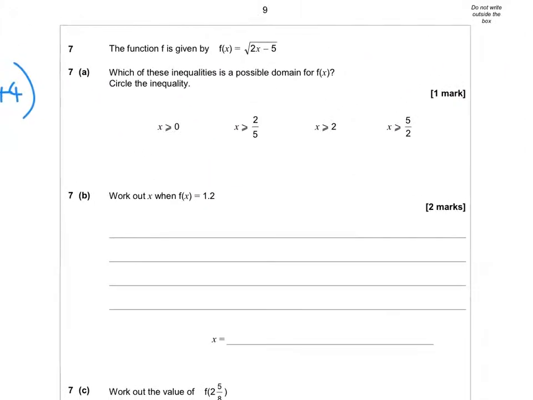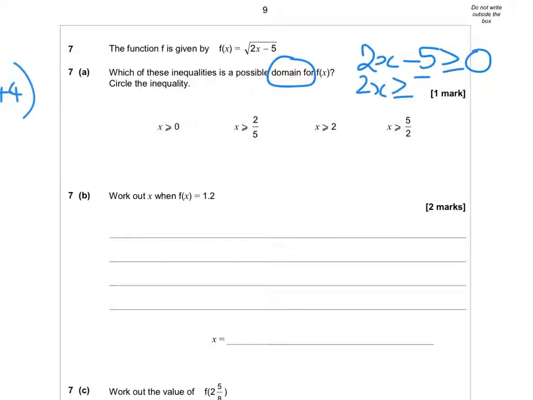Number 7. Domain. Domain's what I'm allowed to put in. Now remember, square roots have got to be more than or equal to 0. You can't square root a negative and get a real number, so that means that this has got to be bigger than or equal to 0. If I add 5, 2x is more than or equal to 5, which must mean x is more than or equal to 5 over 2.